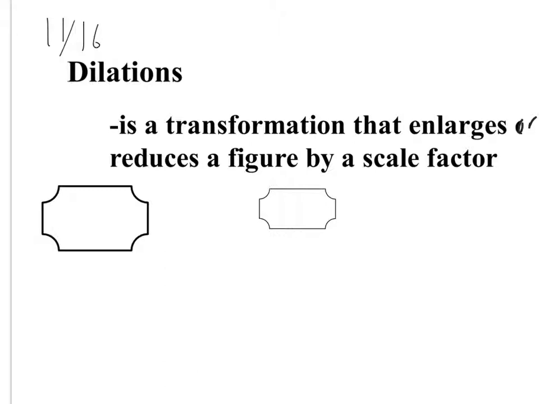The other type of transformation we've already talked about was reflection, and that's where you reflected over the x or reflected over the y. So if you reflected over the y-axis, you times the x-coordinates by -1. And if you reflected over the x, you times the y-coordinates by -1.